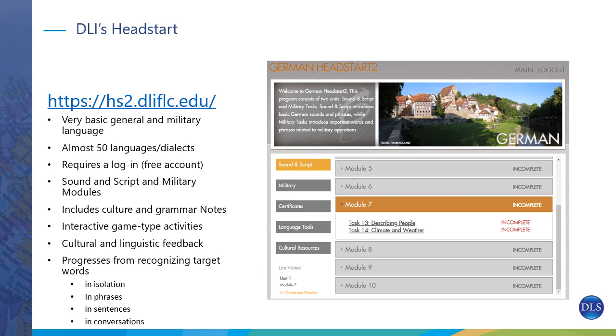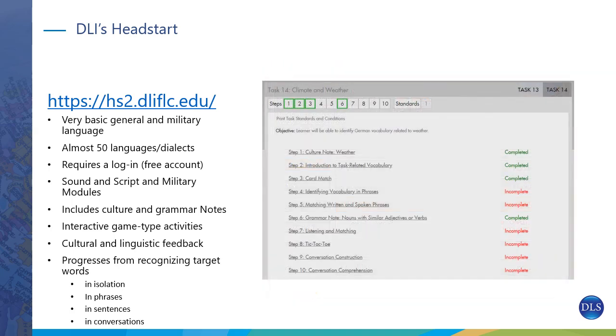It's organized into sound and script and military modules, but sound and script is more than just letters, alphabet, and sounds. As you can see here, some of the modules in the German sound and script include describing people and climate and weather. Each module includes culture notes and grammar notes, as well as some sort of game-like activities. So you can see here that they're doing card matching and tic-tac-toe.